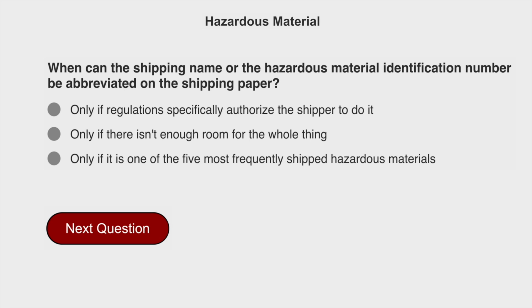When can the shipping name or the hazardous material identification number be abbreviated on the shipping paper? Only if regulations specifically authorize the shipper to do it.